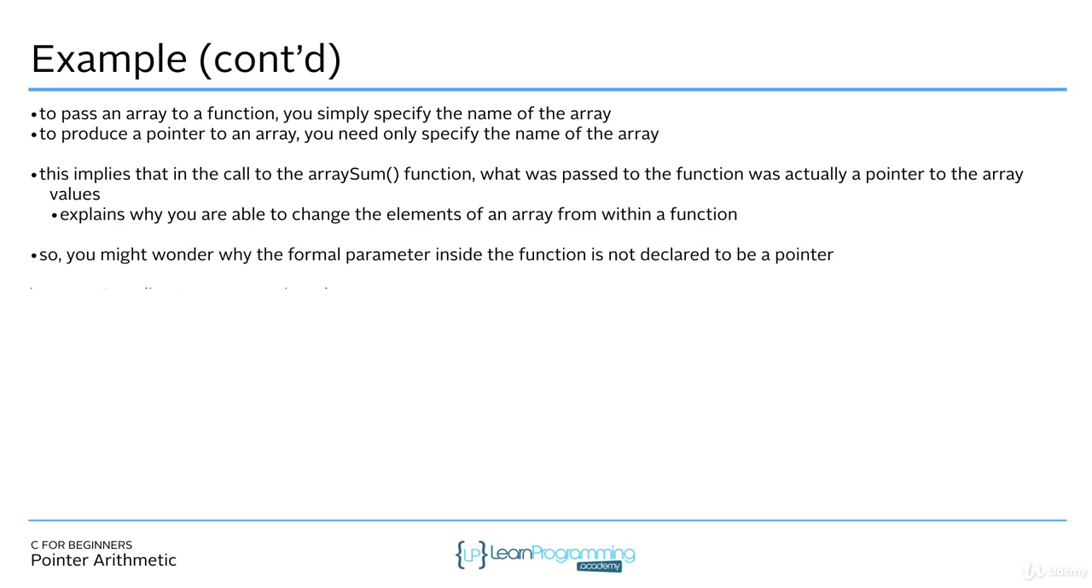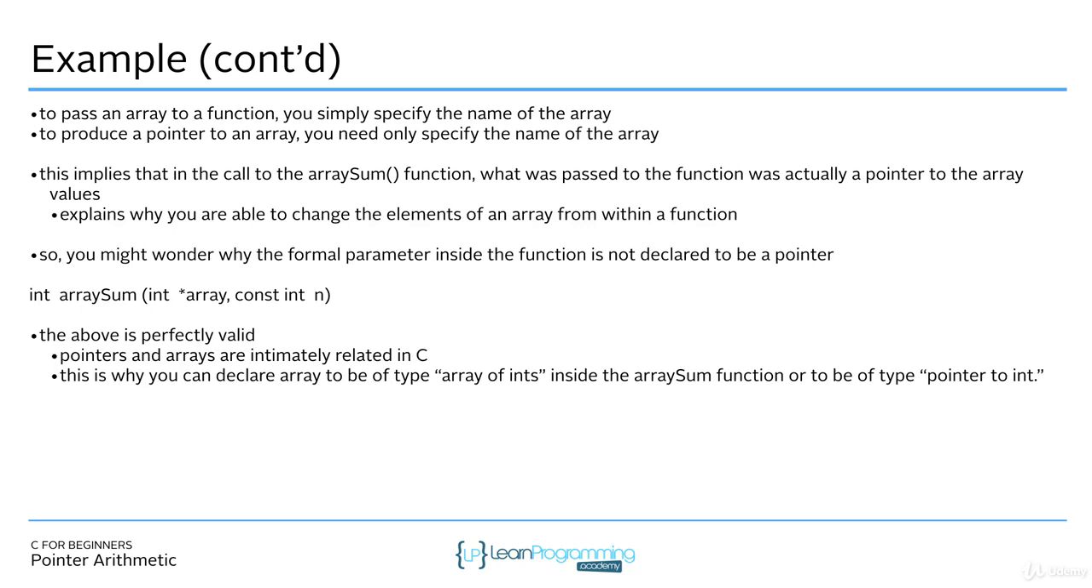So you might wonder why the formal parameter inside the function is not declared to be a pointer. Well, it could be. We could just do something like this: int arraySum(int *array). We don't need to declare that as an array. It's perfectly valid because arrays and pointers are the same, so we can say int *array. We mentioned they're really closely related. So you can declare an array type, an array of ints, inside the arraySum function, or you can declare it as a pointer to int. And that's why you see many functions that accept arrays as arguments, where the parameters are actually pointers.